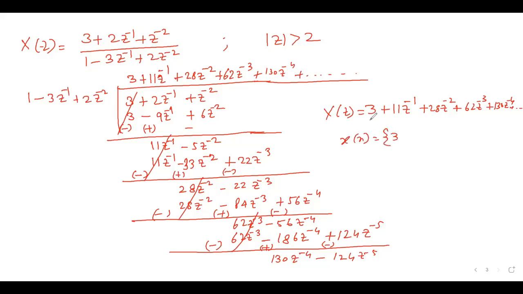x0 is 3, x1 is 11, x2 is 22, 28, this is 62, this is 130 and so on. And this is the origin.